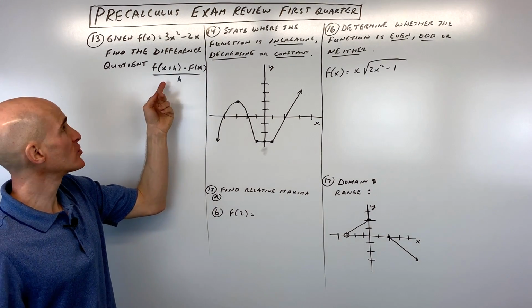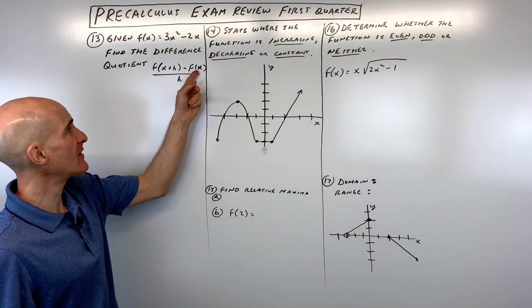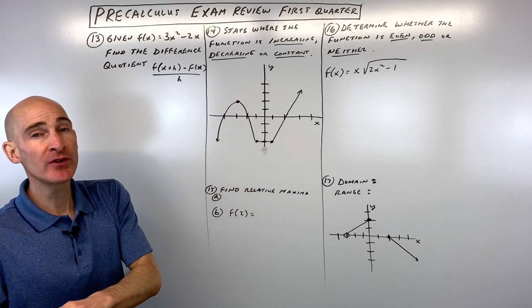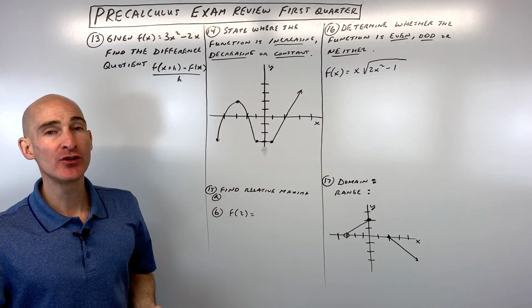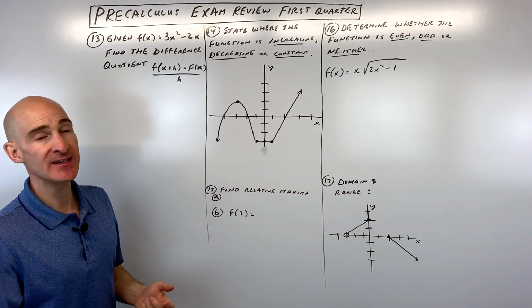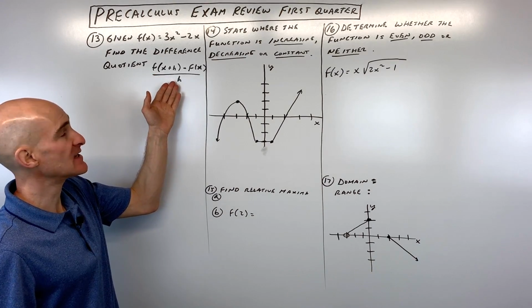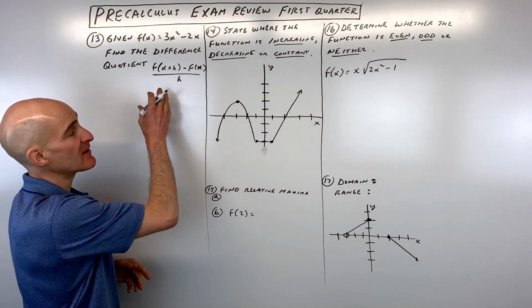And remember, the difference quotient is f of x plus h minus f of x all over h. Don't get this confused with the derivative, which you'll be learning a little bit later in pre-calculus and into calculus, where you're finding the limit as h approaches 0. Here we're just finding the difference quotient.